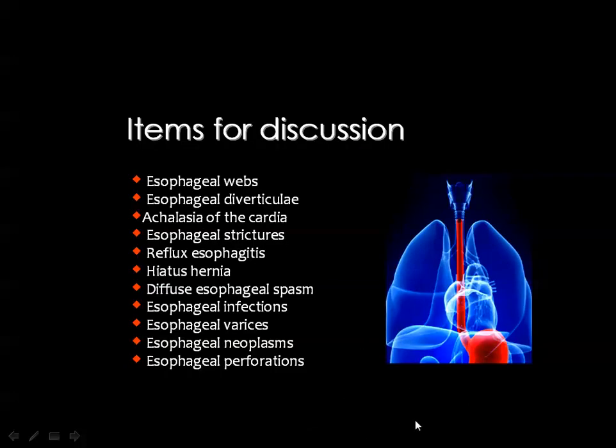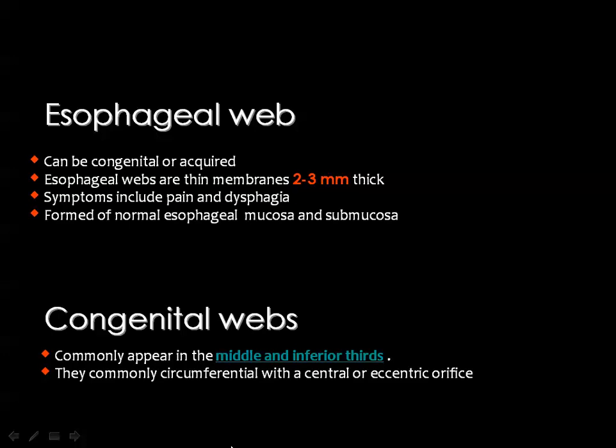In the esophagus, we would like to give some information about esophageal webs, esophageal diverticuli, achalasia of the cardia, esophageal strictures, and reflux esophagitis, the types of hiatus hernia, what's known as diffuse esophageal spasm or corkscrew esophagus, esophageal infection, and the varices. And finally, we have some words about esophageal neoplasm as well as esophageal perforations.